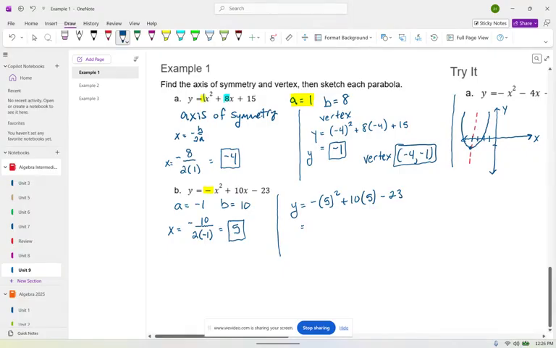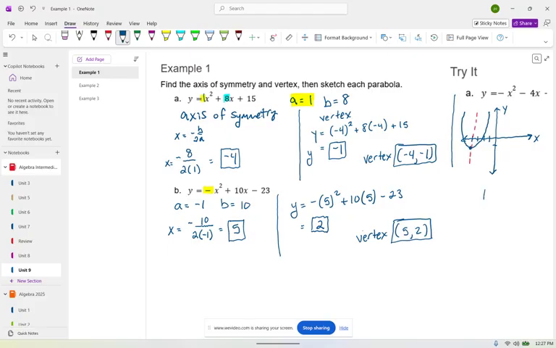And if I put all of that into my equation, it comes out to be 2. If I put that all into Desmos, it comes out to be 2. So our vertex is 5, 2.